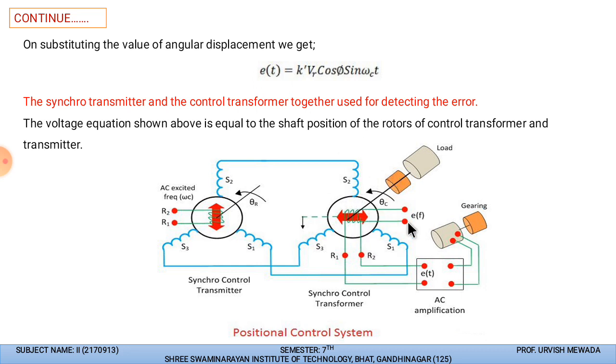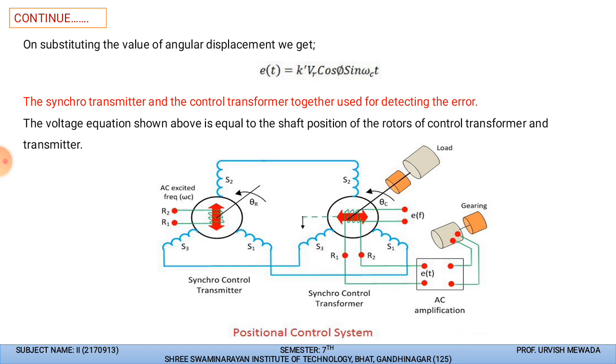Now over here, this is the diagram which shows the load which is driven with the help of the synchro control transformer. According to the position of the synchro control transmitter, the synchro control receiver will receive the input over here in S1, S2 and S3, and according to the flux produced, this rotor will change its position, so that the load which is connected to this rotates. This is the gearing mechanism that is applied to this synchro control transformer.